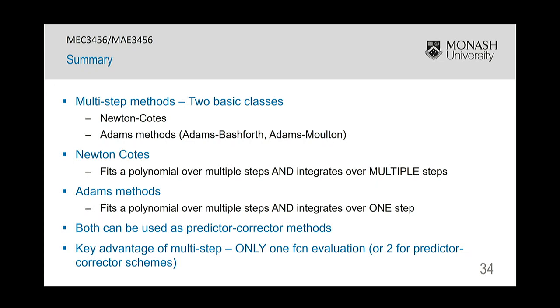The key advantage of multi-step methods when compared to something like RK4 or adaptive RK4 is that you only need one new function evaluation, or perhaps two if you're dealing with predictor corrector schemes. So there is actually less work than RK4, but we can get the same order of accuracy. The downside is we need to store more information from past steps.